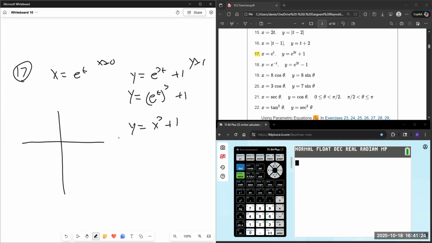And when x equals 0, y would be getting close to 1. It doesn't ever get there. And then we're going to have a cubic function. So 1, 2, 3, 4, 5, 6, 7, 8, 9. And it's just this right-hand side here. And my orientation is going to be in this direction.